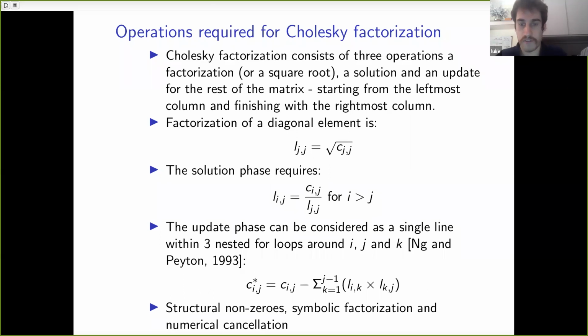Since our matrix of interest is sparse, a lot of these operations don't actually need to be performed. For example, if this element here is 0, then you don't have to do anything. Similarly, if either of these are 0, then you don't have to do anything. Some of the C_ij start off as 0. See, I said that's what a sparse matrix is.